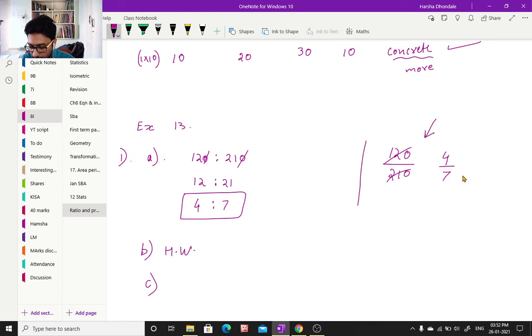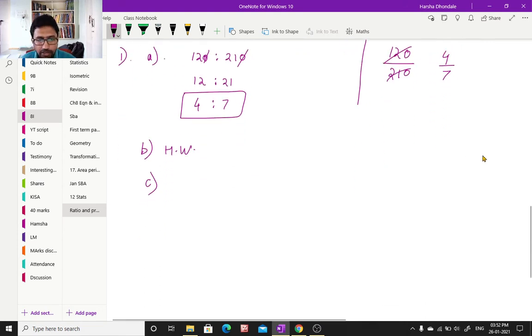And then C, the ratio is 72 is to 180 is to 252. Now instantly, the moment I see this, I know that I can divide all of them by 2, because all three numbers are even numbers. So I can divide all of them by 2. I get 36, 90, and 252 divided by 2 is 126.